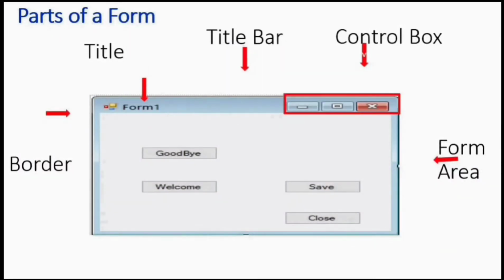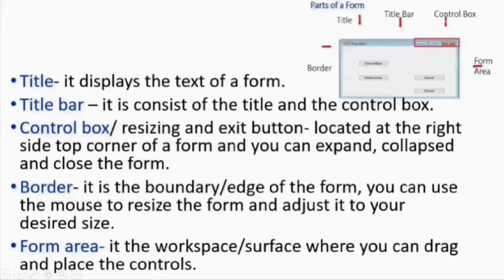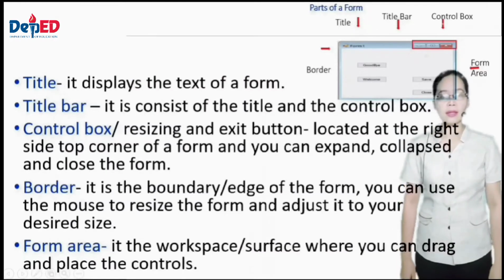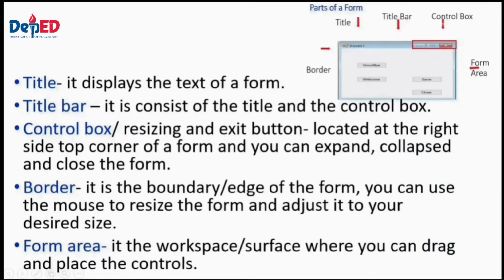We have the title, title bar, control box, border, and the form area. These are the descriptions of the parts of the form. Title, it displays the text of a form. Title bar, it consists of the title and the control box. Control box or resizing and exit button, it is located at the right side corner of a form and you can expand, collapse, and close this form. Border, it is the boundary edge of the form. You can use the mouse to resize the form and adjust it to your desired size. Form area, it is the workspace or surface where you can drag and place the controls.